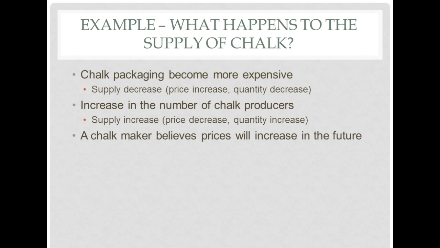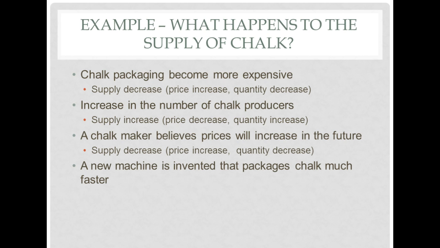A chalk maker believes prices will increase in the future. If that's true, he'll want to sell more in the future, so he'll probably try to hold back his supply. So supply will decrease, which means price will increase, and equilibrium quantity will decrease. And finally, a new machine is invented that packages chalk much faster. Well, that's going to make the production much cheaper and easier, and therefore supply will increase, which means the price of chalk will decrease and the equilibrium quantity of chalk will increase.